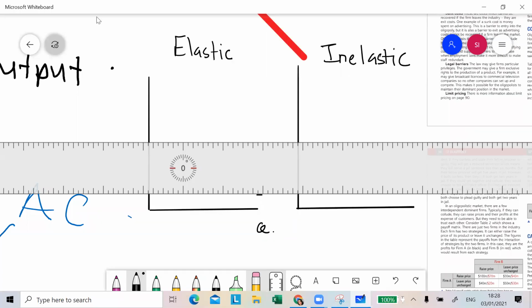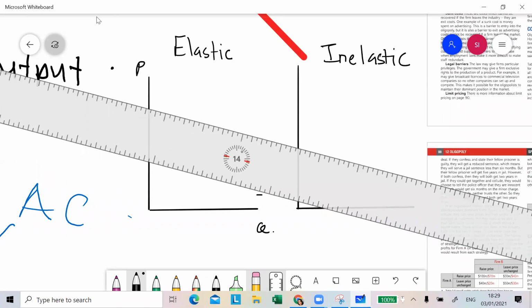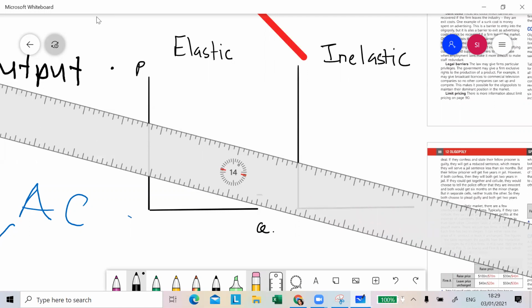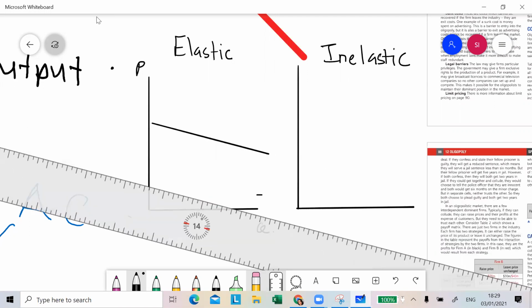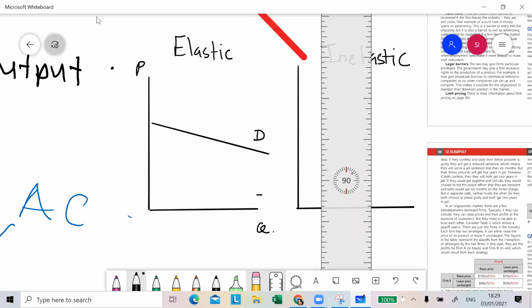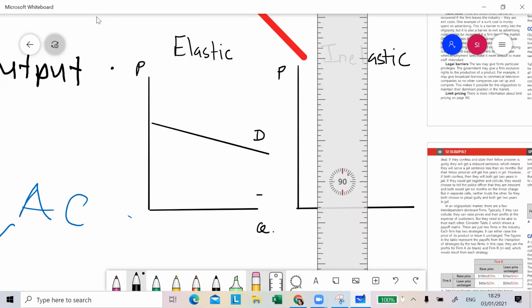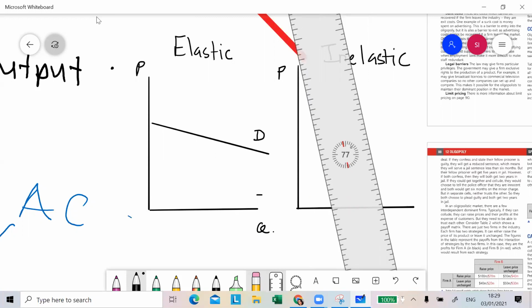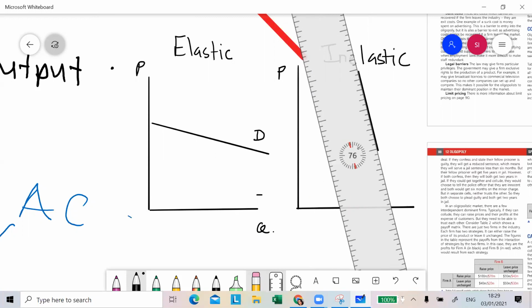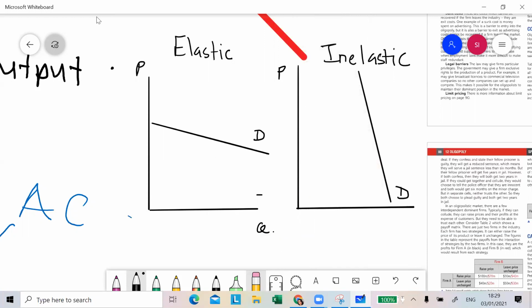Let's see how to draw an elastic demand curve and an inelastic demand curve. To draw an elastic demand curve, make sure to keep your ruler parallel to the quantity axis and a small pivot like this. And then you're done with drawing an elastic demand curve. Suppose you wanted to draw an inelastic demand curve, keep it parallel to your price axis, a little bit of a pivot like this. And then you're done with your inelastic demand curve.